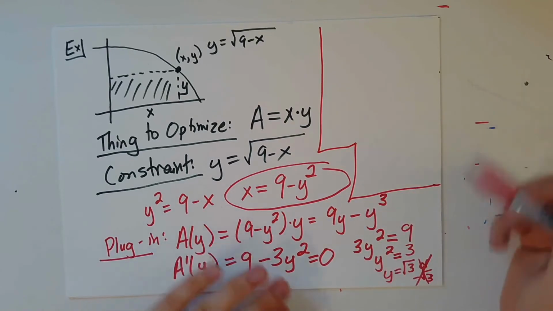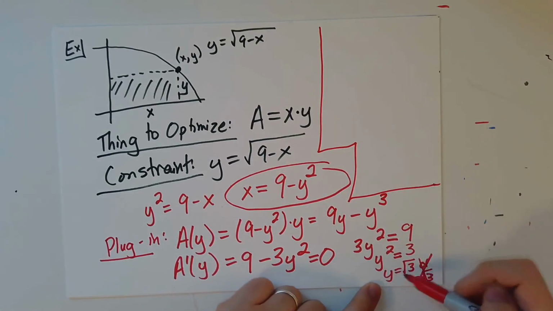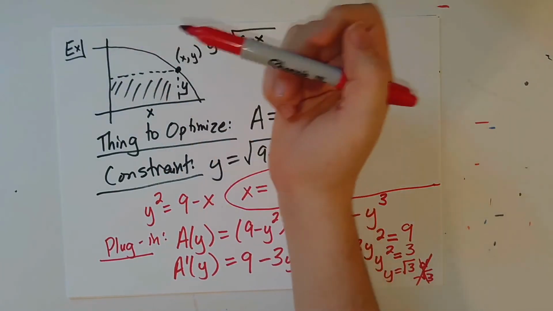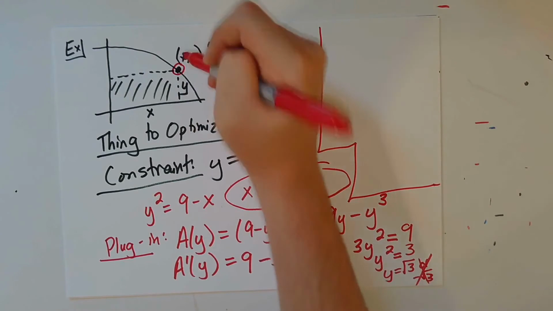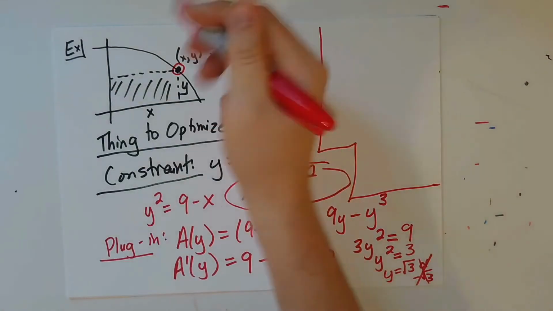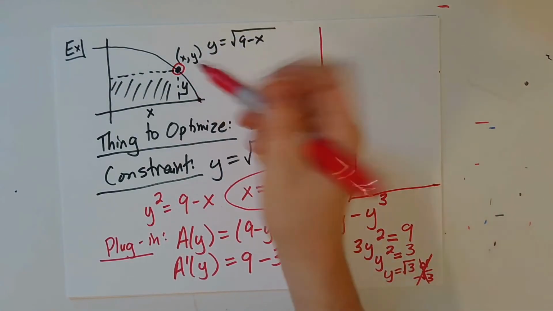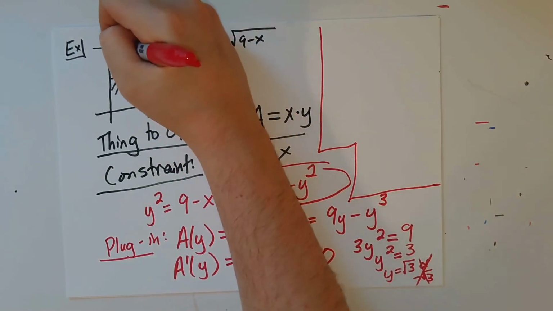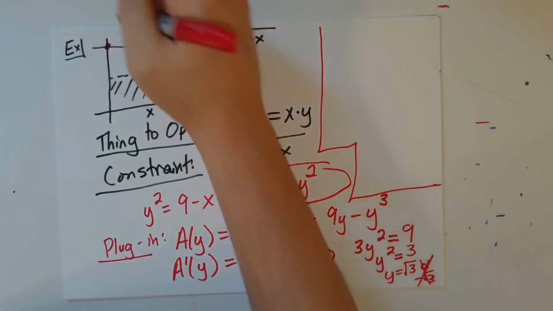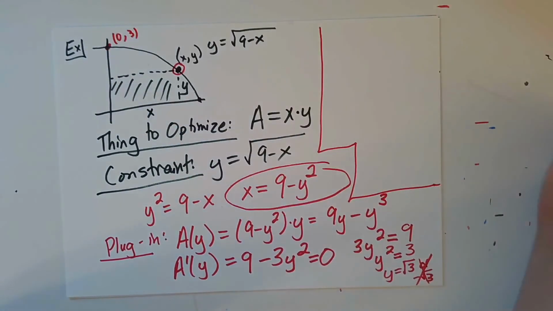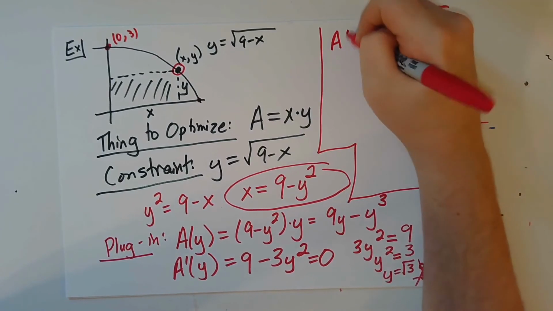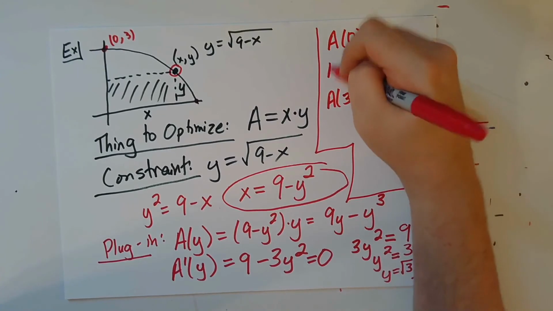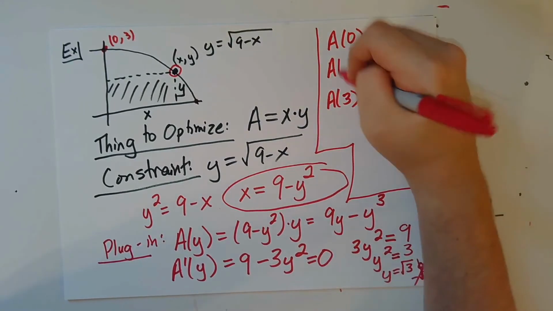Okay, so I have to think about what's the biggest and smallest y could be. Well, I need to interpret this question. I should have said this specifically. I need this point x comma y to be in the first quadrant. So the smallest y can be is 0 when it's down here. And the largest y can be is when it's up here, which is 0, 3. So I need to figure out the area if y is 0, the area if y is 3, and the area if y is the square root of 3.